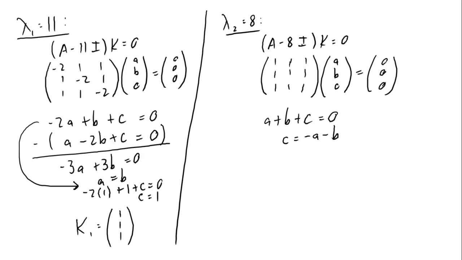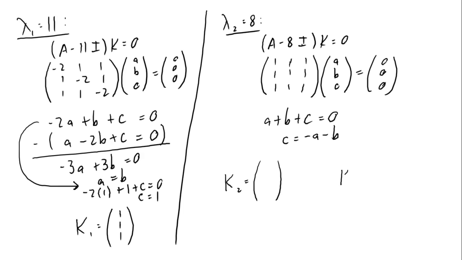And if I solve for c, c is equal to negative a minus b. In other words, because all 3 rows said the same thing, I can ignore 2 of them this time. And as a result, I ended up with 2 independent variables. In this case, it's a and b. And because I got 2 independent variables, I'm actually going to get 2 different eigenvectors from this.